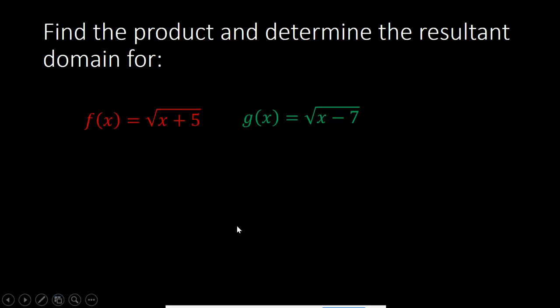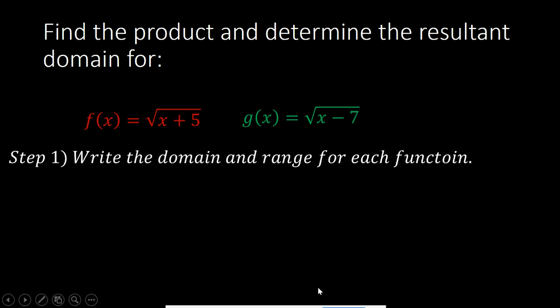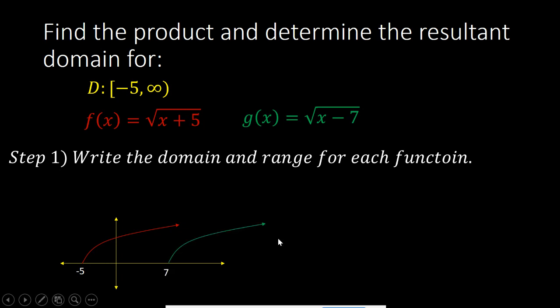All right, let's think about what if I was multiplying radicals. And let's think about this domain first. This was the parent function moved to the left 5 places, so its domain should be negative 5 to infinity. This was the parent function moved to the right 7 places. It should have a domain of 7 to infinity.